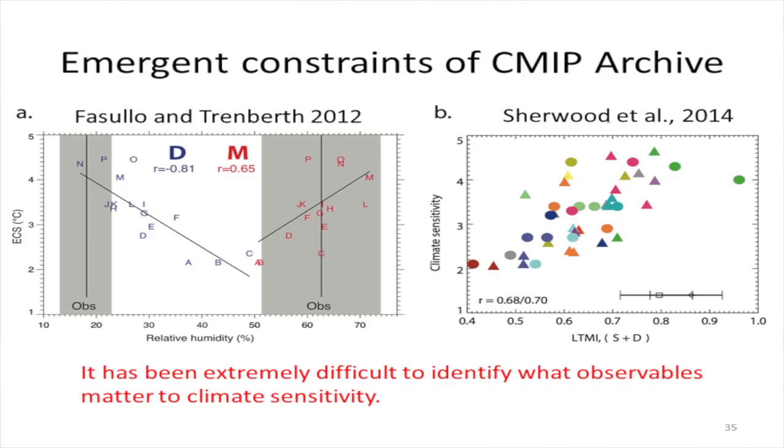So here are two hypothesized emergent constraints. One deals with the relative humidity in the deep tropics between the ascending and descending branch of the Hadley cell. They noted that among the models in the coupled model intercomparison project, the CMIP3 archive, models that had a high climate sensitivity had higher relative humidity in the ascending branch of the Hadley cell and drier air in the descending branch, and vice versa for low sensitivity models.